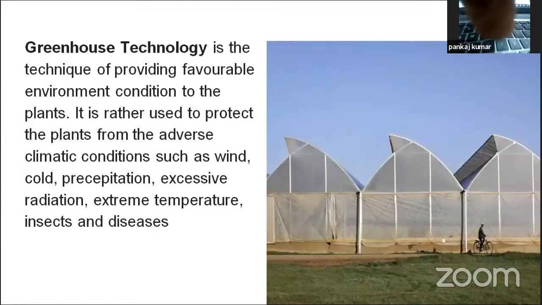Greenhouse technology is the technique of providing favorable environment conditions to the plants. It is used to protect the plants from adverse climatic conditions such as wind, cold, radiation, extreme temperature, insects and diseases. किसी भी कंडीशन में हमें इसमें फल सब्जी उगाने की सुविधा होती है.